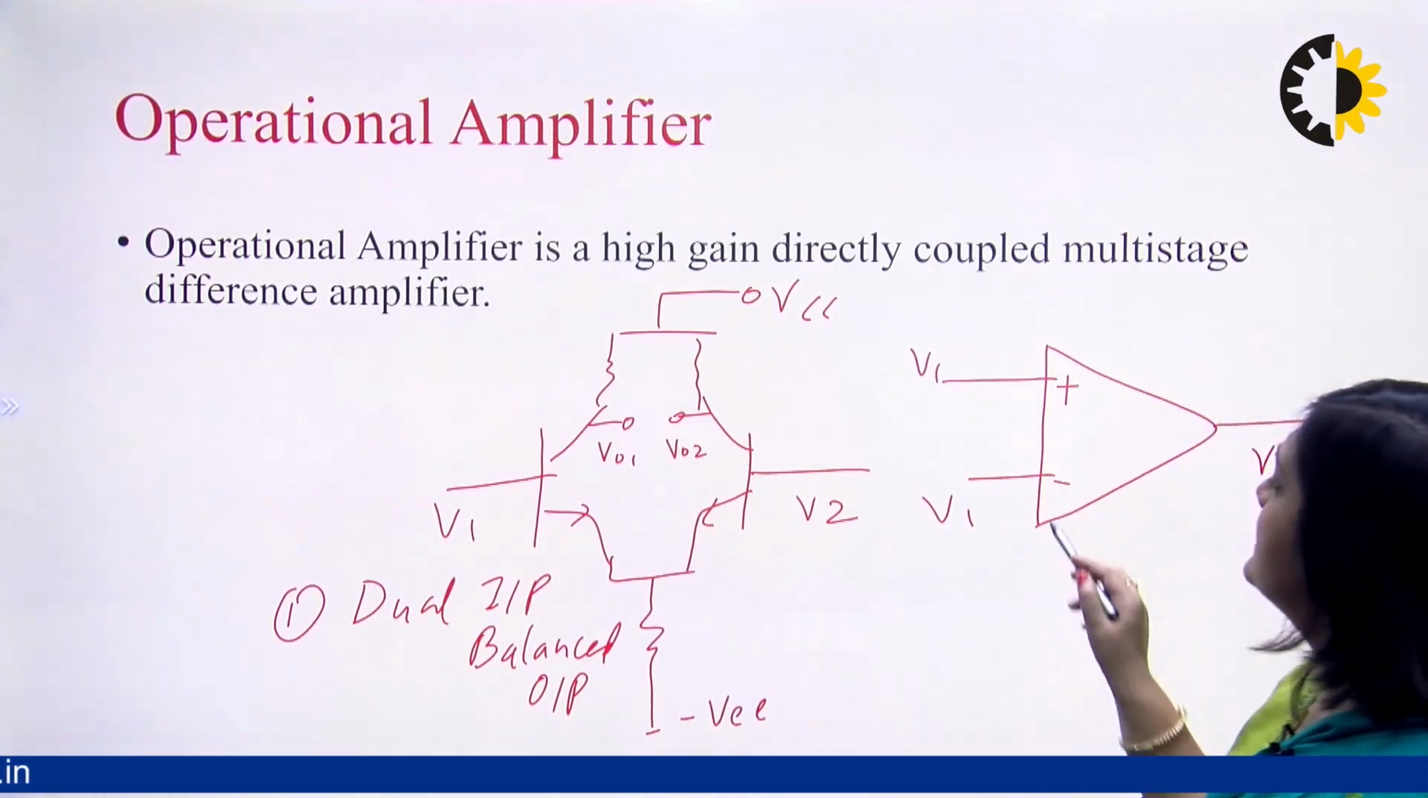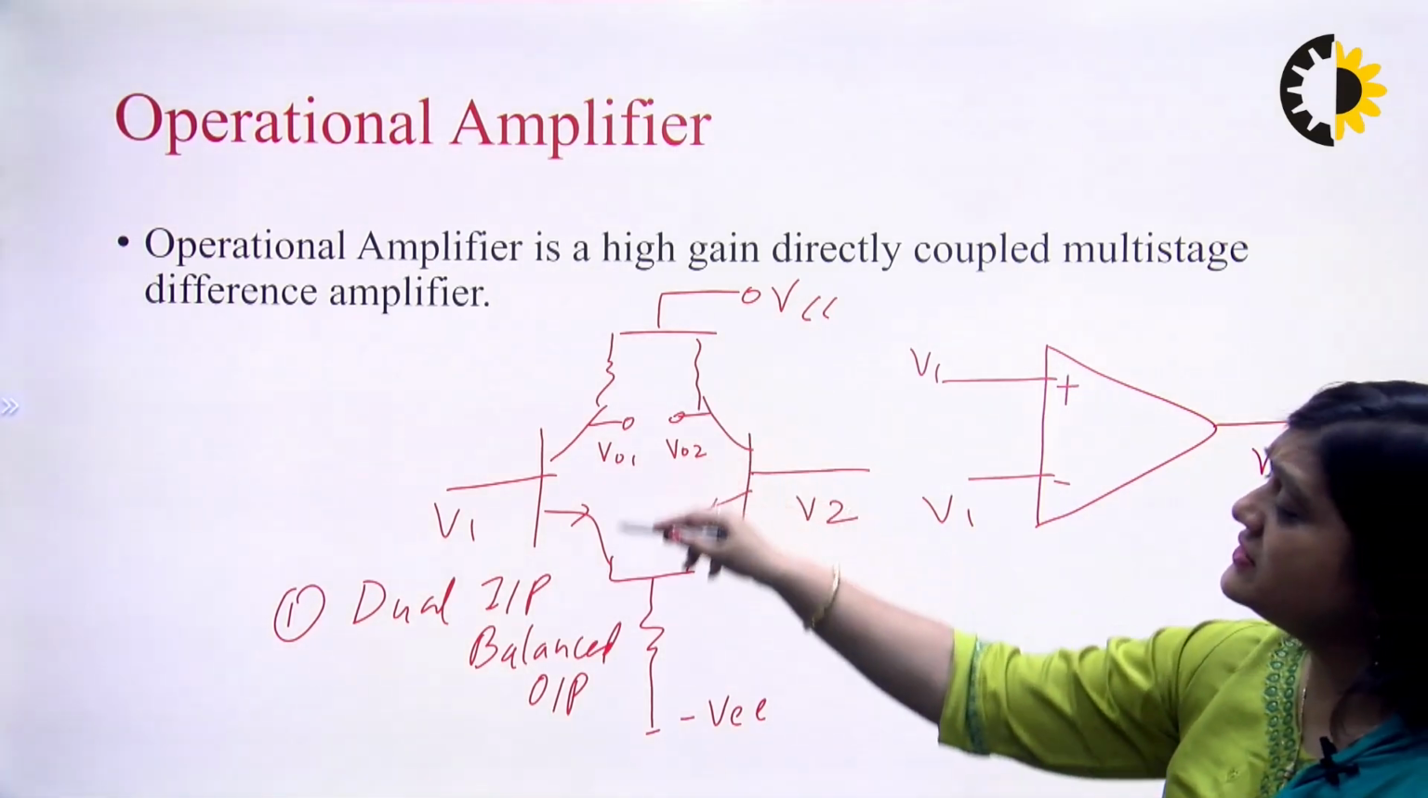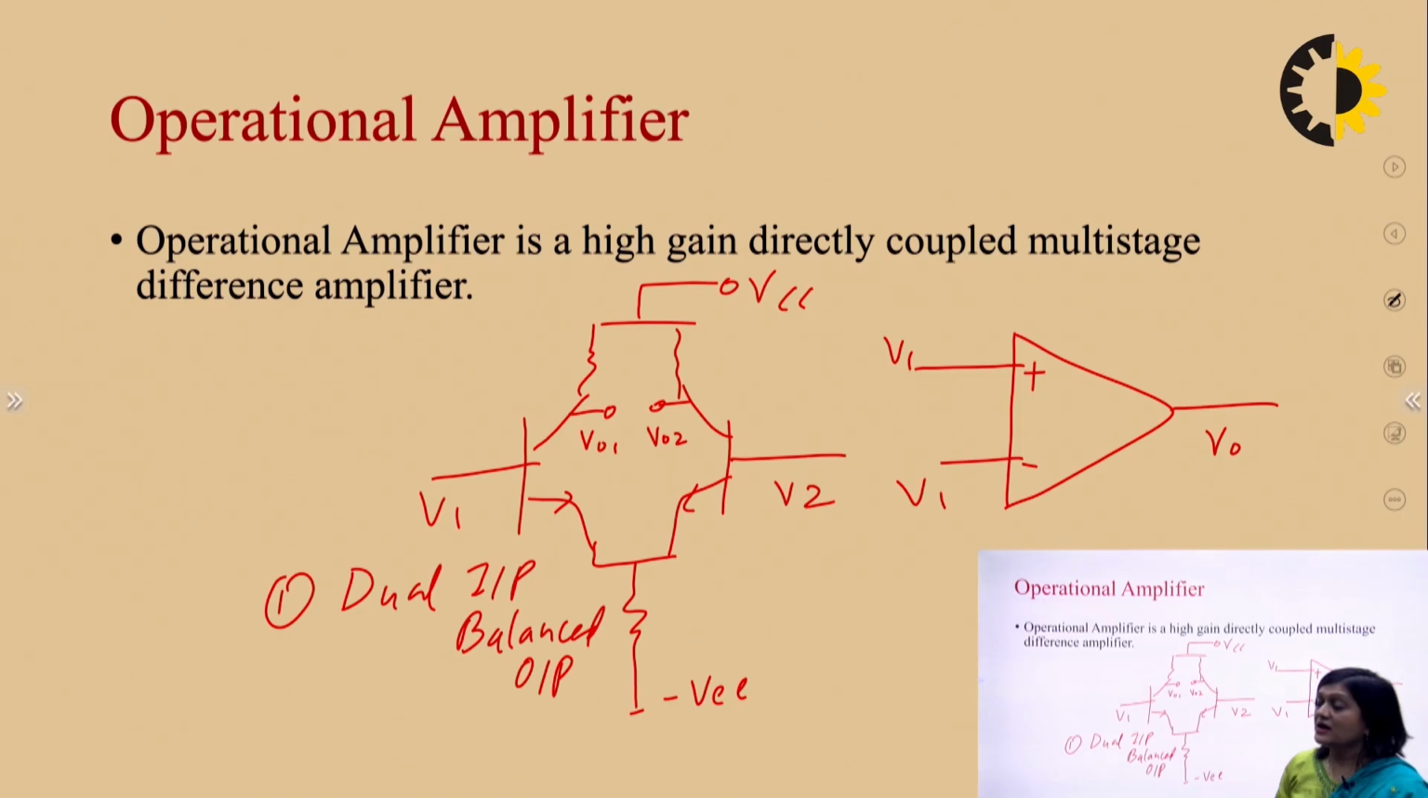So in this triangle, we are using different differential amplifiers. In the first stage, dual input balanced output is used, and in the second stage, dual input unbalanced output is used. The gains of these differential amplifiers are cascaded, and the overall gain of this operational amplifier becomes very high. So basically, this operational amplifier is high gain and directly coupled because it consists of multiple stages, and at each stage there is a differential amplifier. All these stages are cascaded with direct coupling, and this is a difference amplifier.